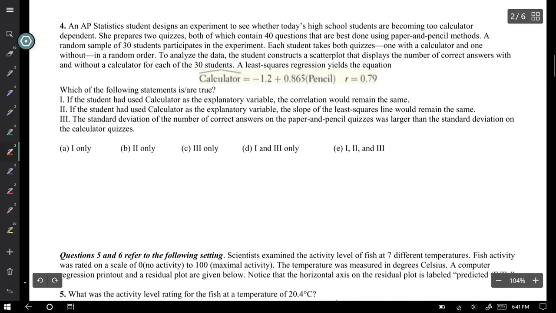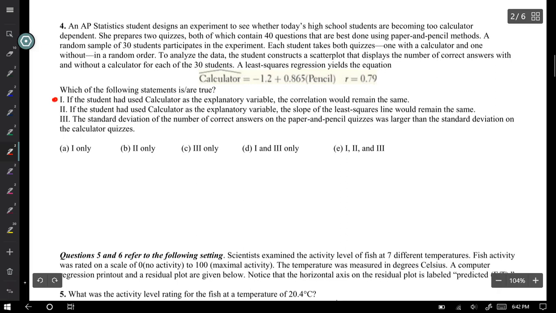So it's one of these problems. We have to go through and figure out which ones sound true and false. So, if the student used calculator as the explanatory variable, the correlation will remain the same. And this is important because right now, calculator is the response variable, and paper and pencil methods are, in this case, the explanatory variable. Now, we've learned before that it doesn't matter which one is your explanatory or your response, the correlation will remain the same. So I do like 1.